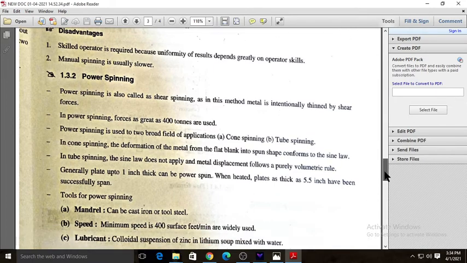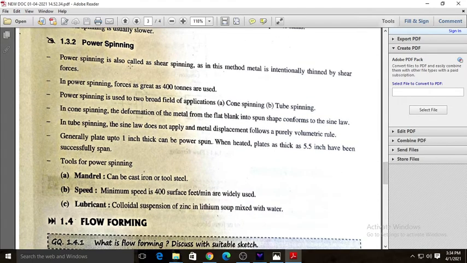Then here is power spinning. Power spinning is also called shear spinning. Here in power spinning the thickness of the sheet decreases, but in manual spinning no thickness reduction of the sheet is achieved. In power spinning, forces as great as 400 tons are used. Power spinning is used in a broad field of application, which is cone spinning and tube spinning.